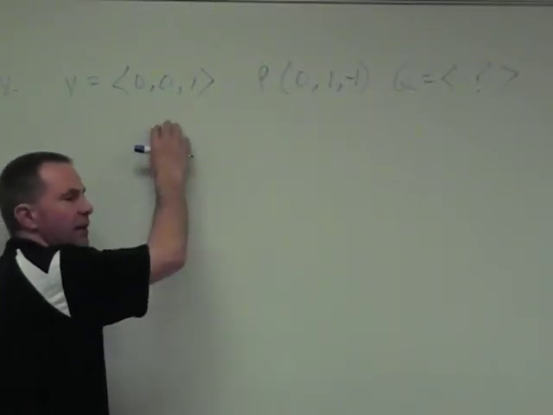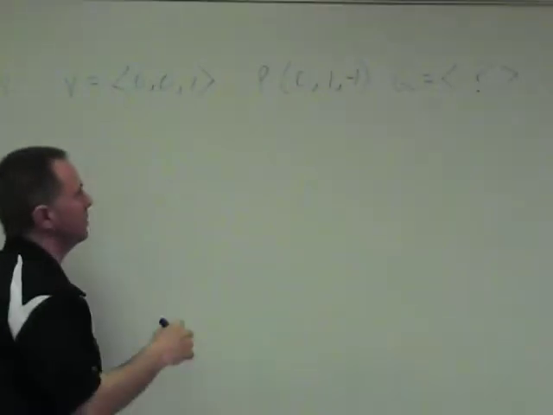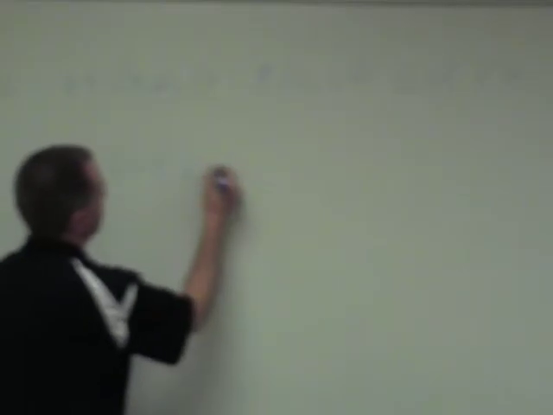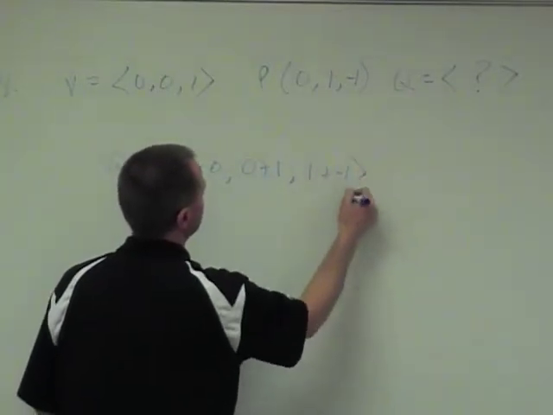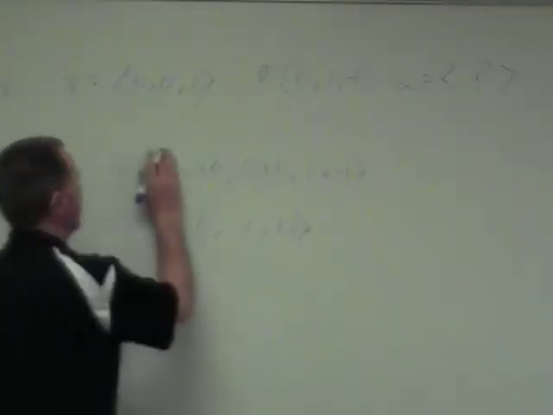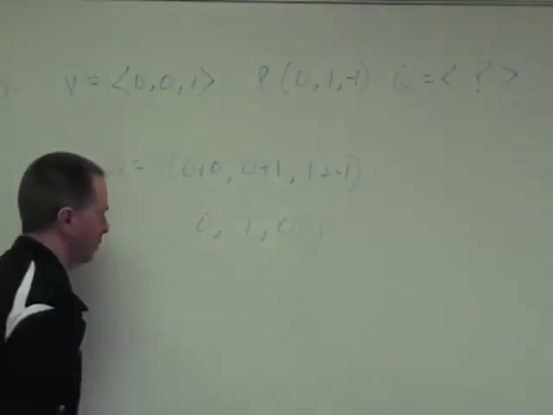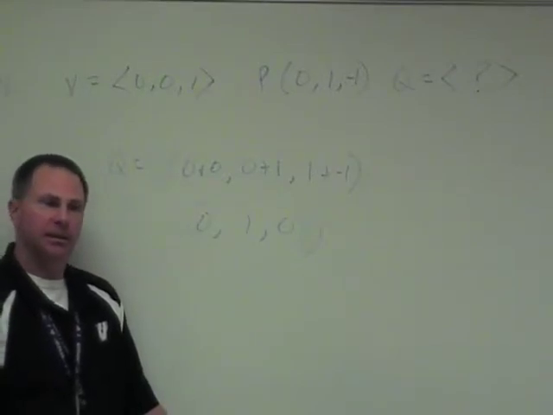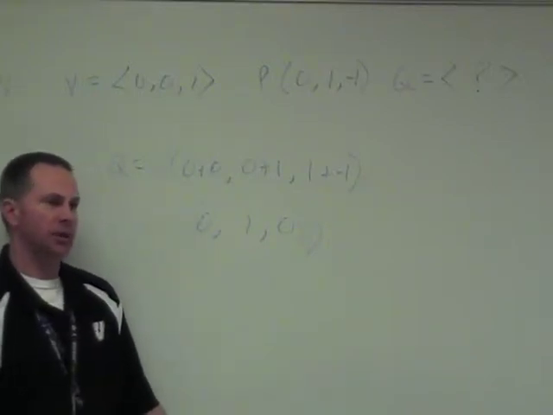Here's the vector that we got from P to Q. So we can find the terminal point by adding the vector positions to the starting point. So Q is going to be 0 plus 0, 0 plus 1, and 1 plus negative 1. So that's 0, 1, and 0. And that, whoops, this is a coordinate, so make sure we got the coordinate down here. So the terminal point would be 0, 1, 0.